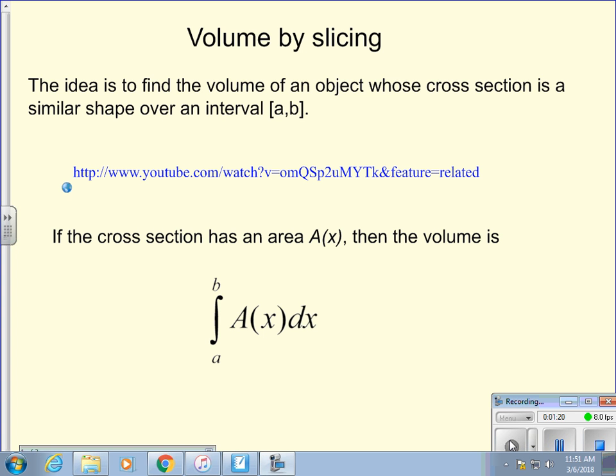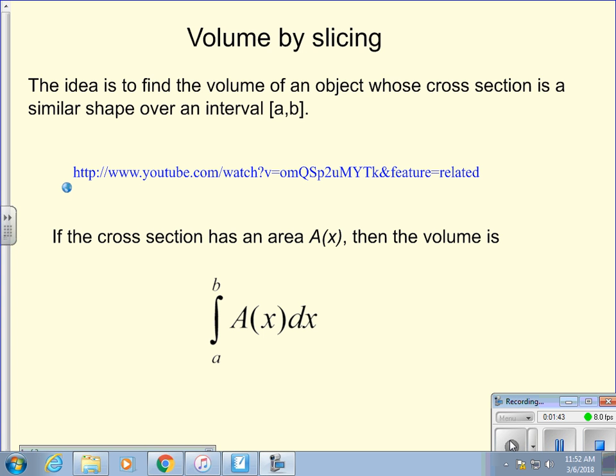Okay? Does that make sense? I've found that this is the best way to explain it, but that's what we're doing. We're taking a cross-sectional area. A of x is the cross-sectional slices. We slice it through, what is that cross-sectional area? And a to b is from tip to tip, end to end of the object we're trying to find. Okay, does that make sense?